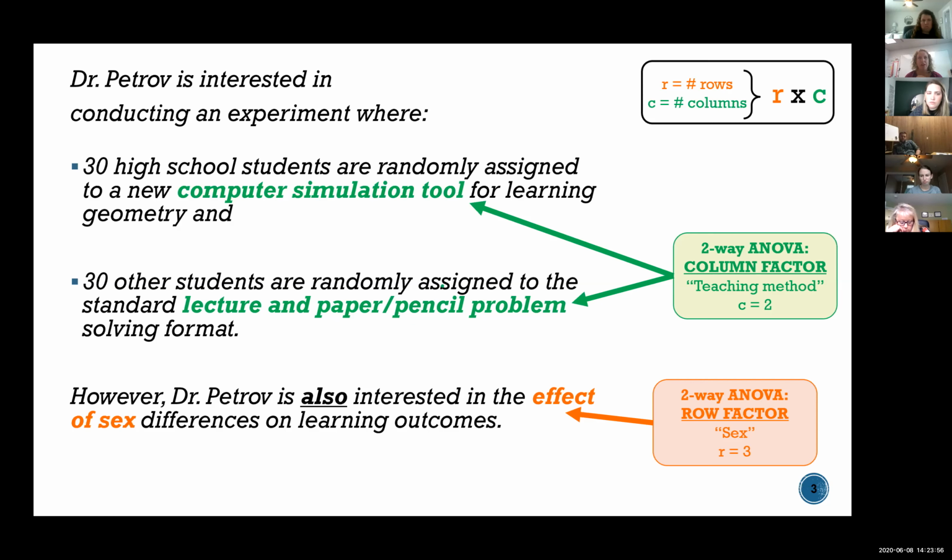ANOVA. 3 by 2 factorial ANOVA because we'd have 3 rows and 2 columns. Now you could have done it the other way around. So a 2 by 3 is the same thing as a 3 by 2. It doesn't matter which one's first and which one's second, which one's rows, which one's columns, as long as you're consistent within a problem.